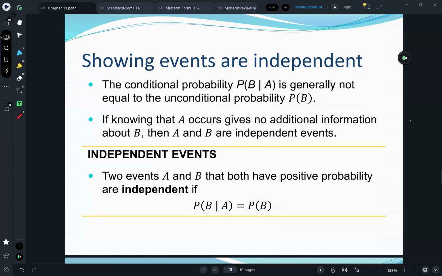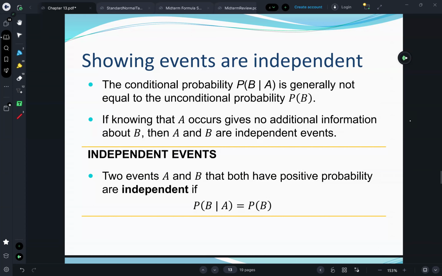Showing events are independent. The conditional probability of B given A is generally not equal to the unconditional probability of B. But if they're independent, then it doesn't matter that A occurred. It's like asking, what's the probability of having a boy, given the family already has a girl? It doesn't matter what happened in the past. The conditional probability has no weight, so it's just going to be the probability of a boy. It's just going to default to boy.